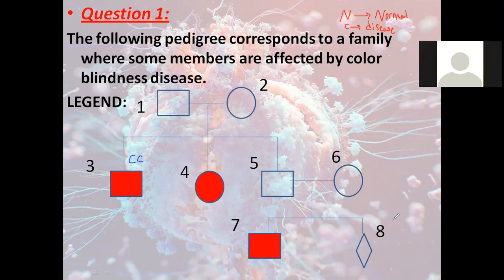The genotype of individual 4 is also CC. Why? Since it's expressed in the homozygous form. Because the allele of the disease is recessive and cannot be expressed unless in the case of homozygous. Very good. Thank you, Joel.